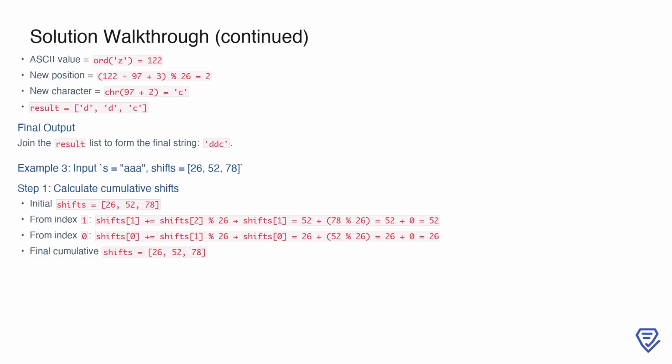Moving to the next example, the input string is AAA with shifts 26, 52, 78. First, we calculate the cumulative shifts. Starting with the initial array 26, 52, 78, shifts 1 is updated by adding shifts 2 modulo 26, but since 78 modulo 26 is 0, shifts 1 remains 52. Similarly, shifts 0 is updated by adding shifts 1 modulo 26, and since 52 modulo 26 is also 0, shifts 0 remains 26. The final cumulative shifts array is 26, 52, 78.